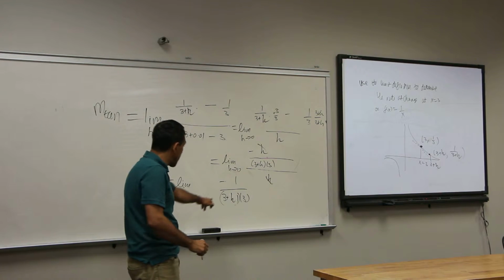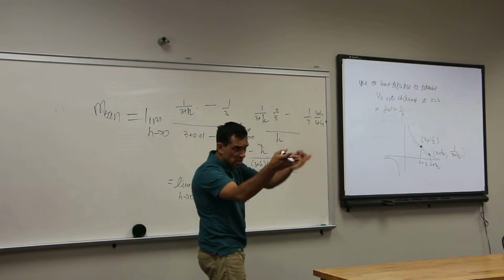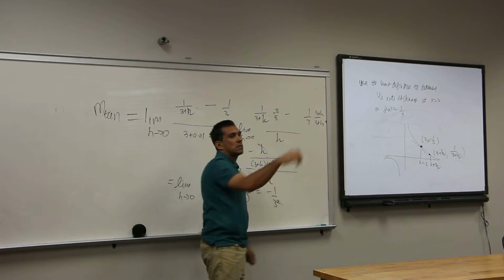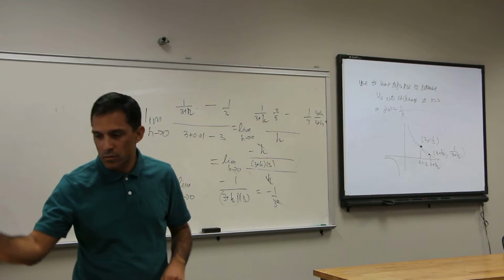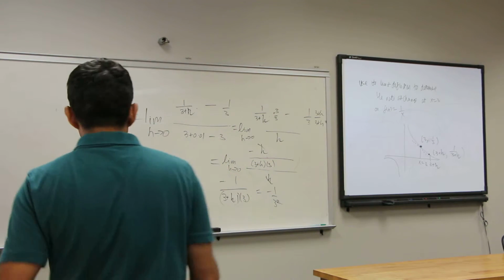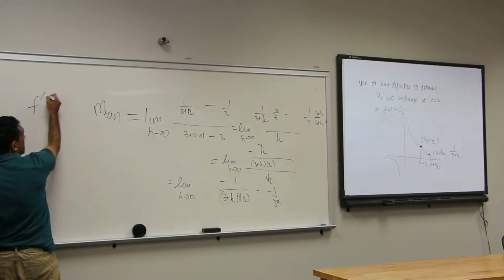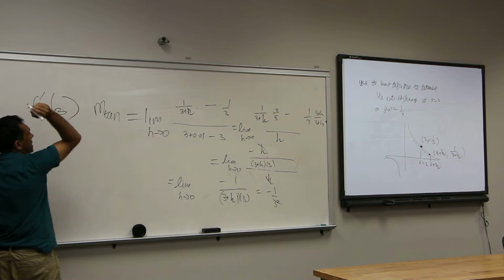And now, when h goes to 0, this is going to go to, well, you learned something about limits in calculus. Negative 1 squared. Which would be the derivative where? X equals 3.